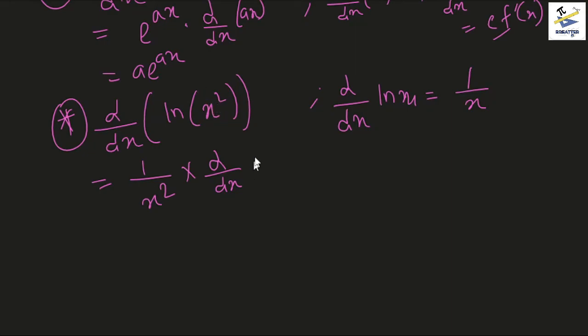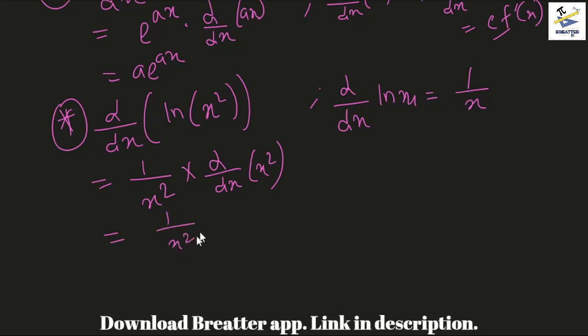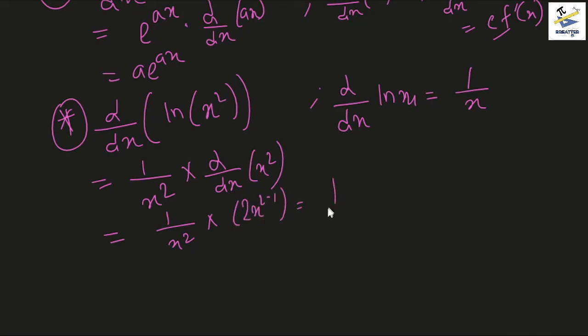So x square is present here, so we do x square. So it's 1 by x square into d/dx of x square, which by the rule for differentiation of powers is 2 into x to the power 2 minus 1, right? So it will become 1 by x square into 2x, which will give you 2 by x, right?